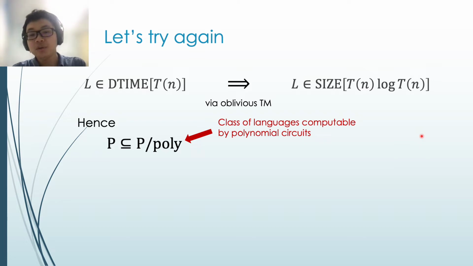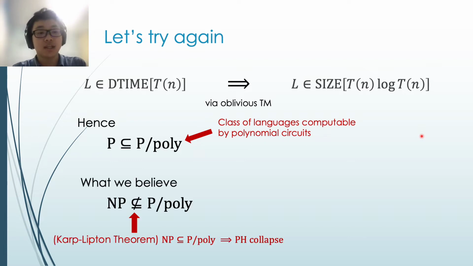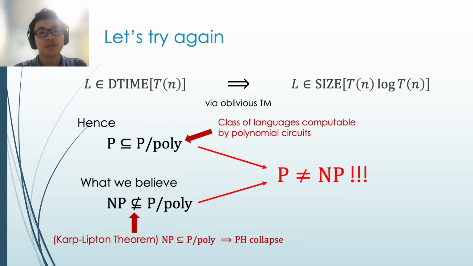But what if we replace the class P by NP? What we believe is that NP is not contained in P/poly. Indeed, this follows if you believe the polynomial hierarchy does not collapse. So NP not contained in P/poly is a statement we believe, and it is interesting enough to imply P is not equal to NP. So this is one of the most interesting and major open problems in circuit complexity.